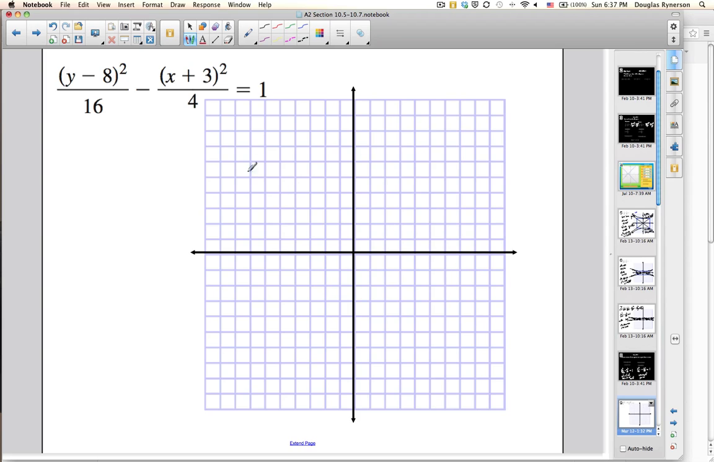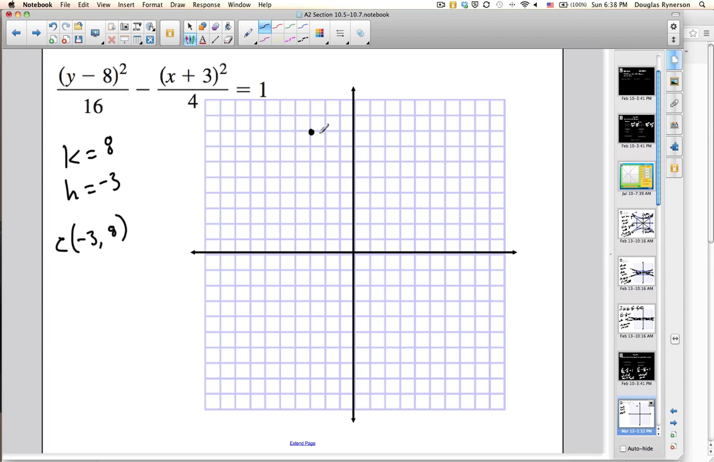Now, graphing when I'm not centered at the origin, I know that h in this case is equal to 8. I'm sorry, I have that backwards. K is equal to 8, right? Because this is with y, that means it's the value of k. K is equal to 8. H is equal to negative 3. So I know that my center is at negative 3, 8. 1, 2, 3, 1, 2, 3, 4, 5, 6, 7, 8.